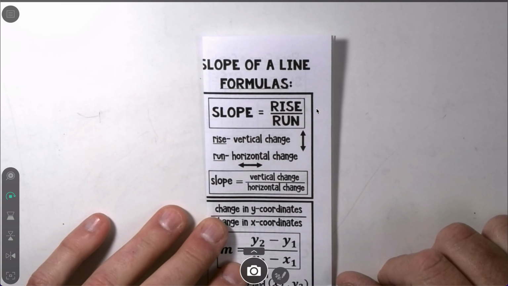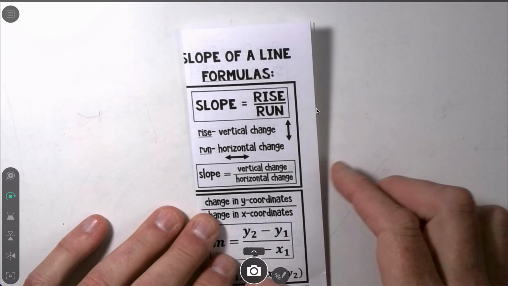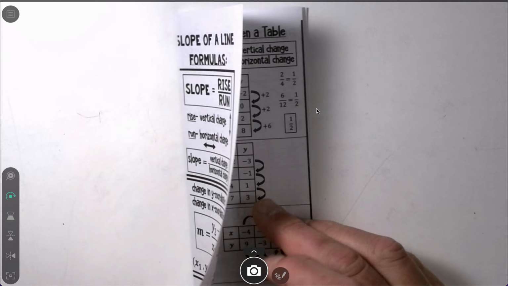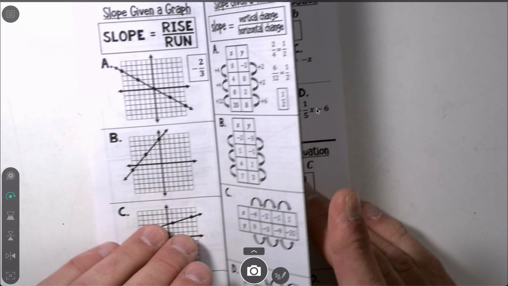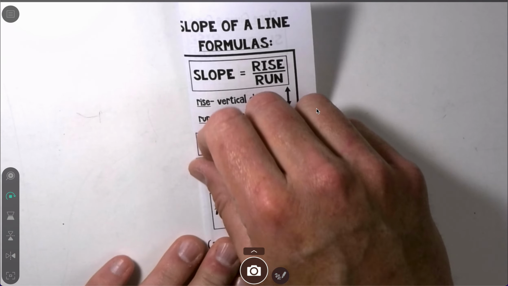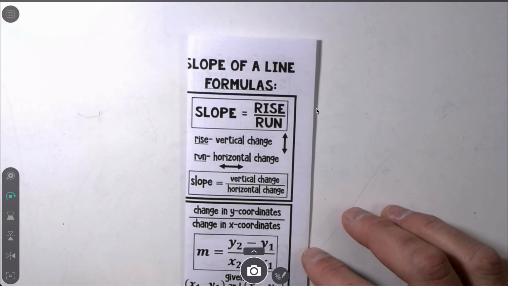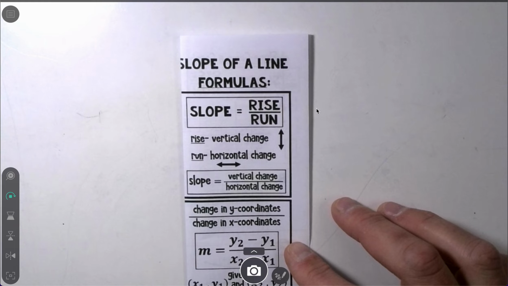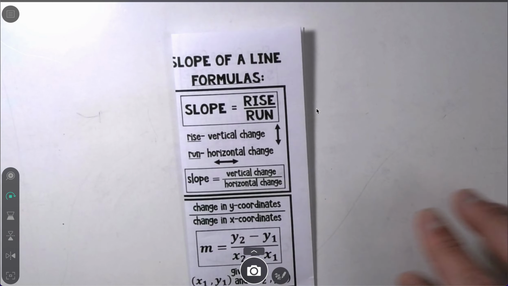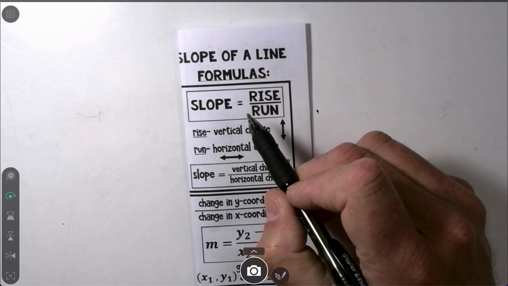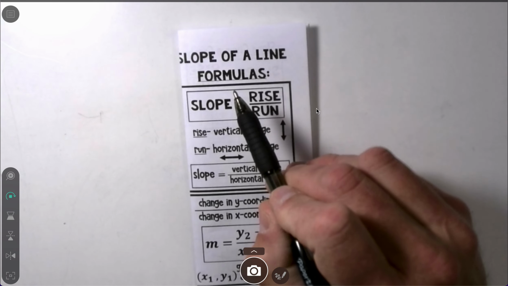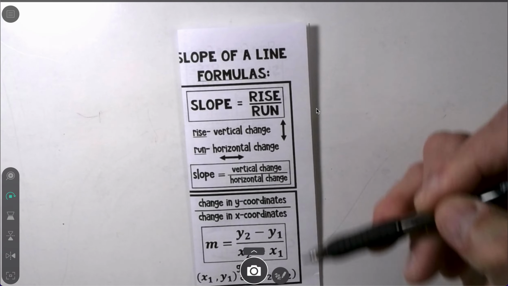Okay, so we're going to talk. This thing has tons of information and examples in it. If you try to do it all at once in one step, you're going to get lost. So we're going to focus on one little page at a time. And this would be like the front page here. So slope of a line, this gives you some formulas, and it tells you what we're going to do inside the foldable.